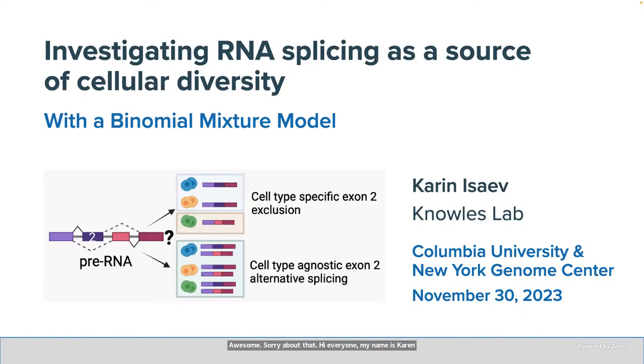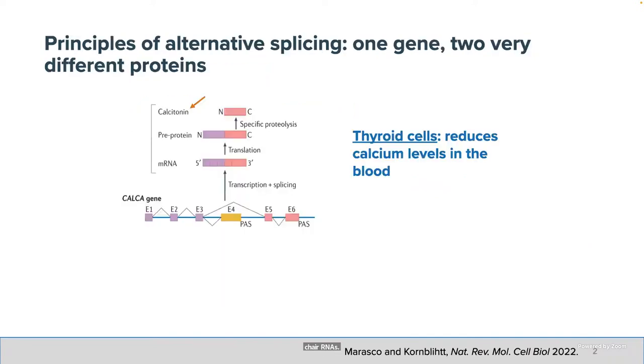I'm really excited to be here and share with you some of the work we've been doing focused on studying RNA splicing as a source of cellular diversity. Ultimately, we're interested in modeling how variations in alternative splicing, essentially this process of exons being stitched together to form mature RNAs, may contribute to phenotypic differences that we observe among cells.